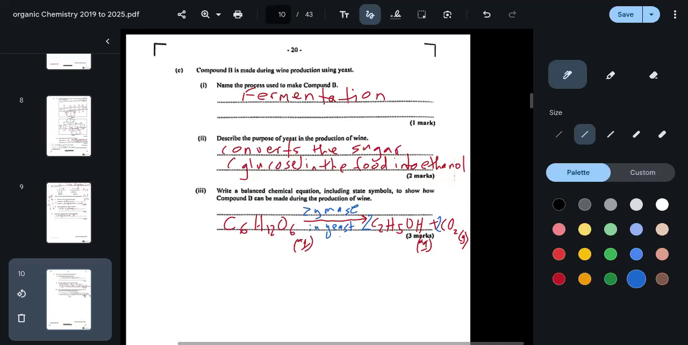So we use yeast. The name of the enzyme is zymase. So let me just put it here. So the enzyme is zymase.